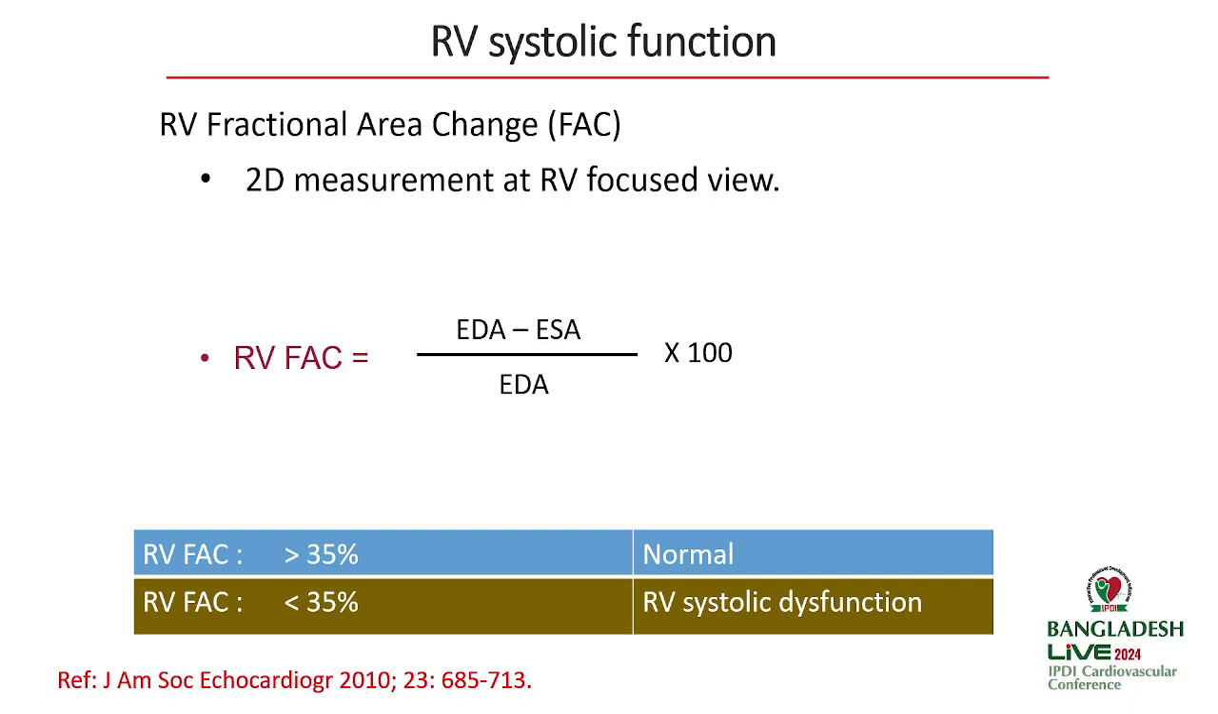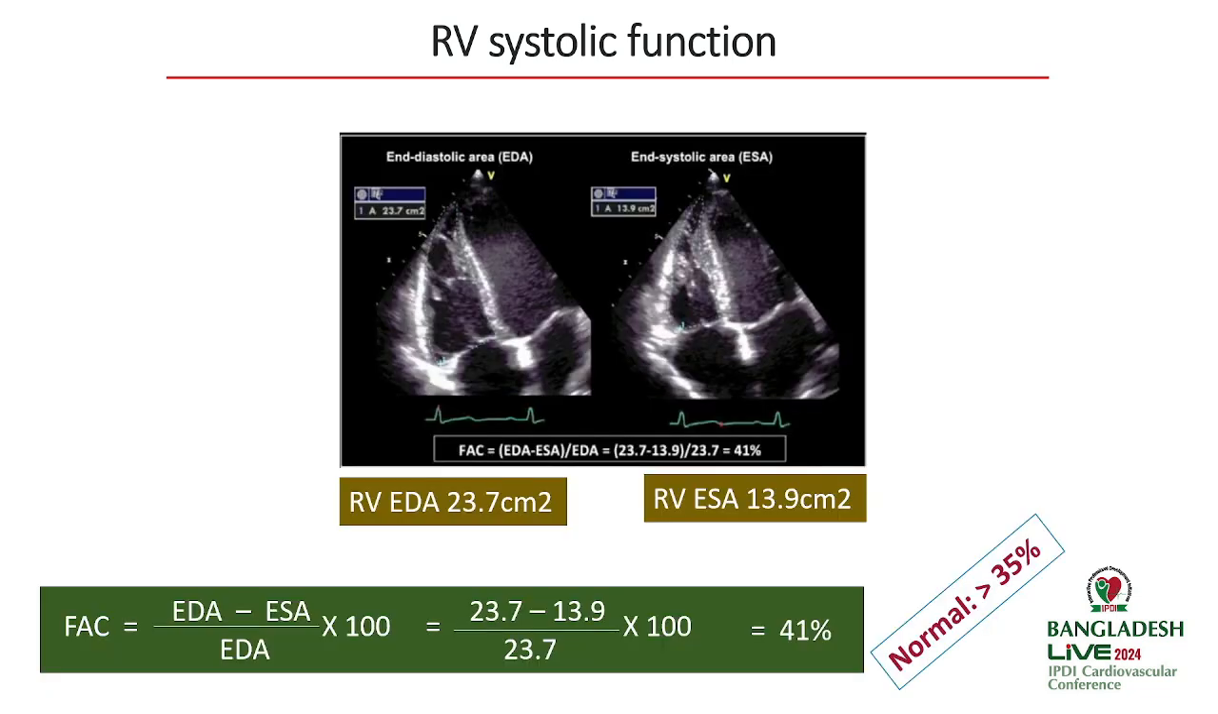And fractional area change, yes, it is very easy actually. It is the end diastolic RV area and end systolic RV area. If you trace the end diastolic RV area and end systolic RV area, the machine will give you the automatic result of RV fractional area change. If it is more than 35%, it is normal, and anything less than 35% is RV systolic dysfunction.